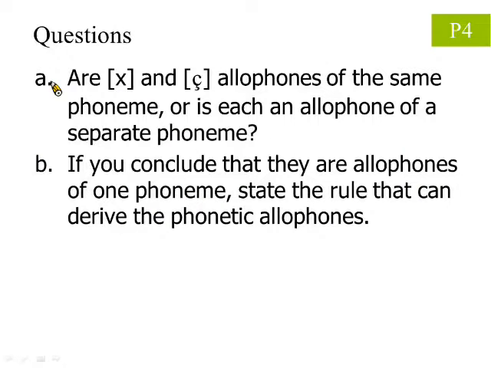Question A asks you to decide if the sounds h and sh are allophones of the same phoneme, or is each an allophone of a separate phoneme. Question B says that if you do conclude that they are allophones of one phoneme, then you should find and state a rule that can describe how to derive one sound from the other.